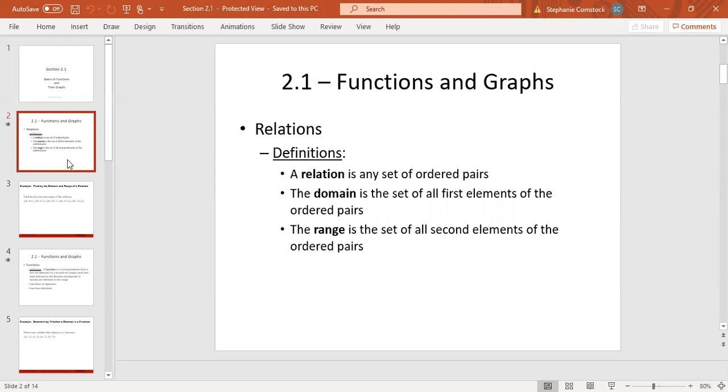Now, the domain is the set of all first elements in the ordered pairs, and the range is the set of all second elements. Now, when we do think about traditional x, y ordered pairs, the domain is now your set of all x's, and your range is now your set of all y's.